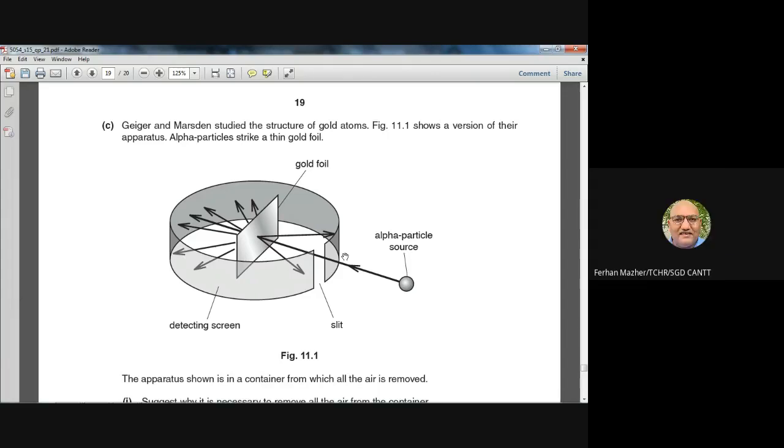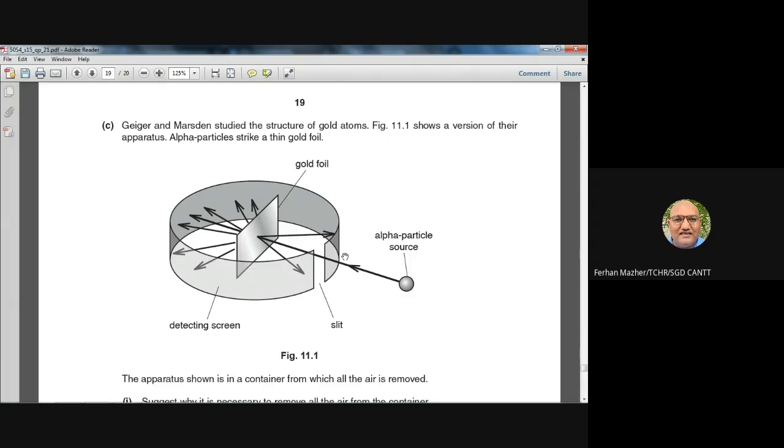Very few alpha particles were deflected at a larger angle, and very few alpha particles were deflected backward. From here they concluded that the atom is mostly empty space. There's nothing in the atom. Most of the space in the atom is empty. That's why most of the alpha particles went straight undeflected, and very few deflected at a larger angle.